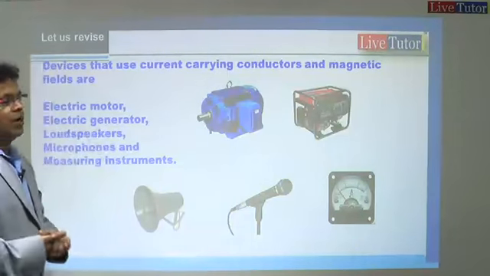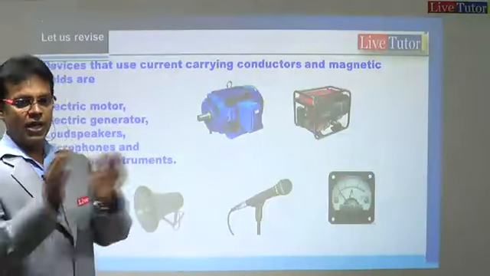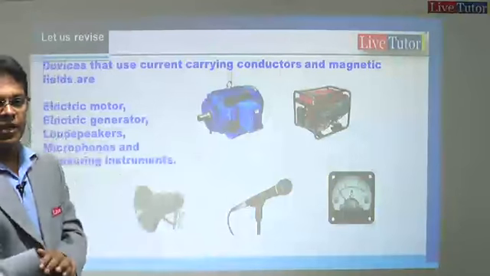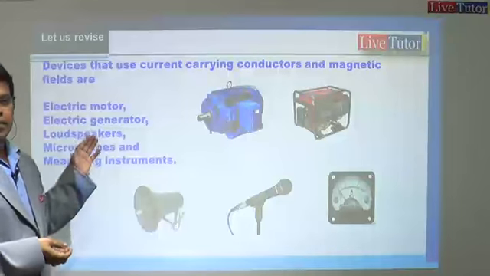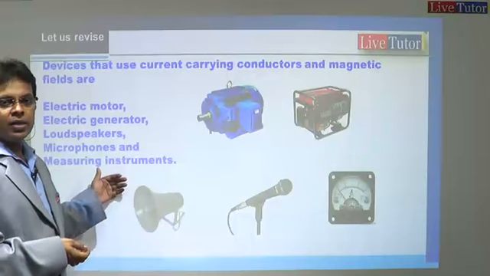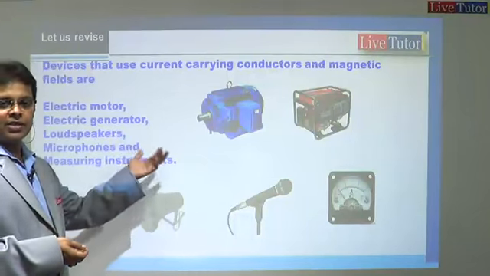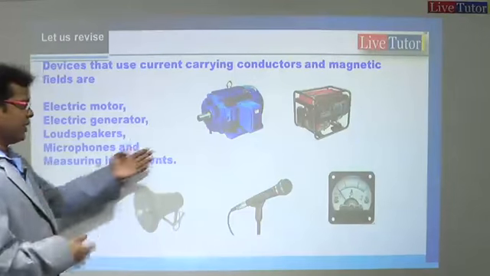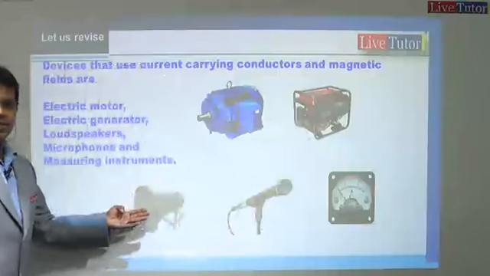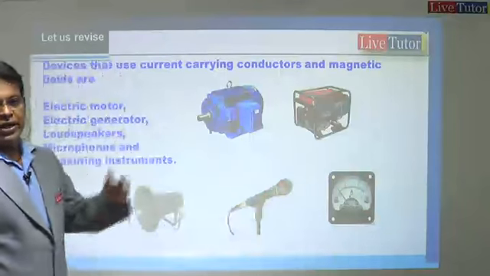Good. Now, here there are some devices that use the current carrying conductor and magnetic fields which are related. Using that, all these devices are working. There may be some question which is based on the examples: give examples for devices which work on current carrying conductors and magnetic fields. So these are there. What are they? There is an electric motor here, and a generator here, and then you can see the loudspeakers, microphone, and the electric measuring devices.